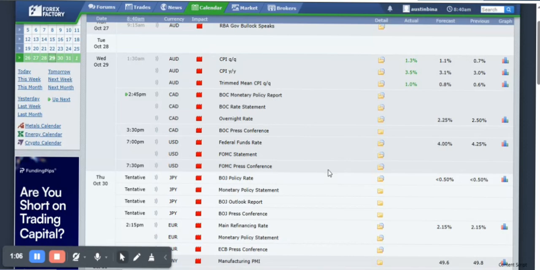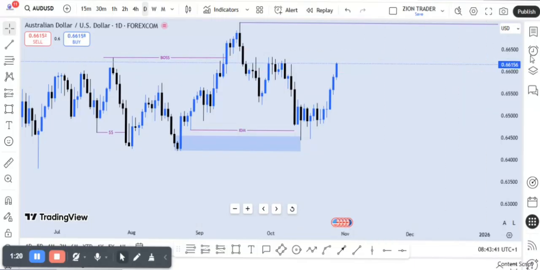As we can see today, we have USD's FOMC going to be released, and the forecast is that we are going to have a 25 basis point cut. So let's see how it goes, really, guys. Let's get into the business of the day.